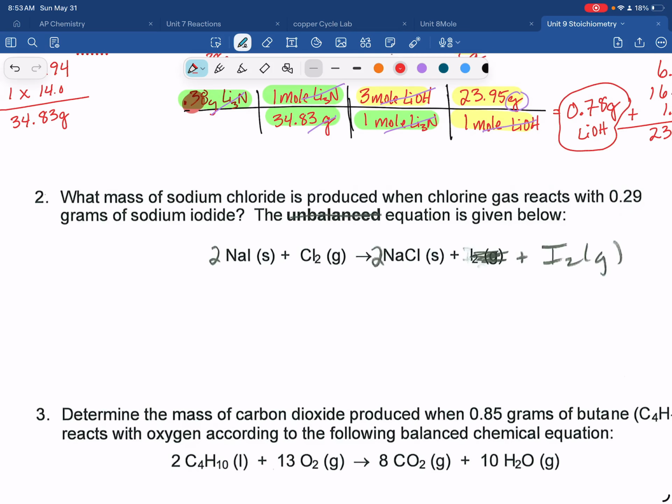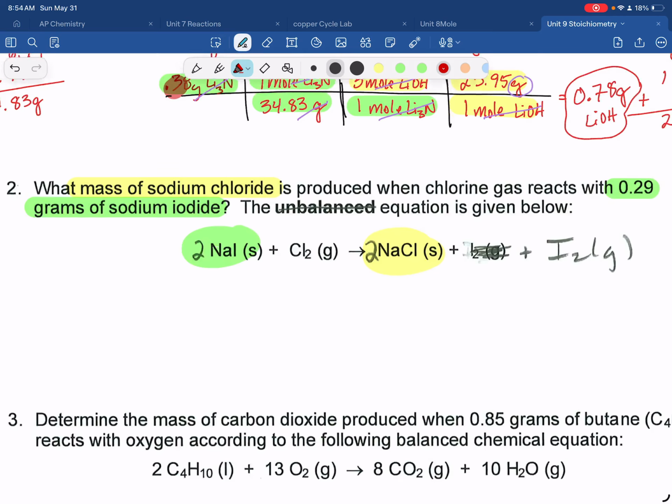Same deal here. Let's take a look and see what we know. What mass of sodium chloride is produced when chlorine gas reacts with 0.29 grams of sodium iodide? So this is our starting number. And what mass of sodium chloride? So the sodium chloride is what we're looking for.